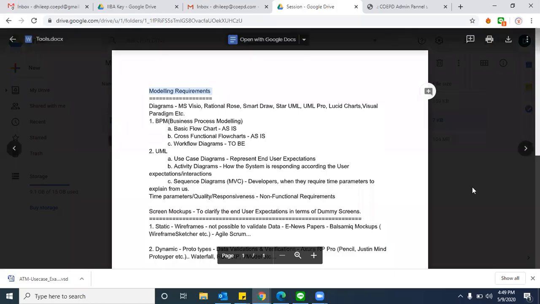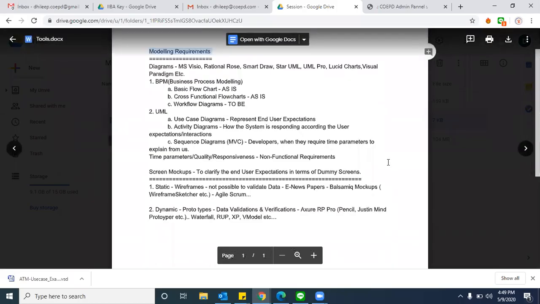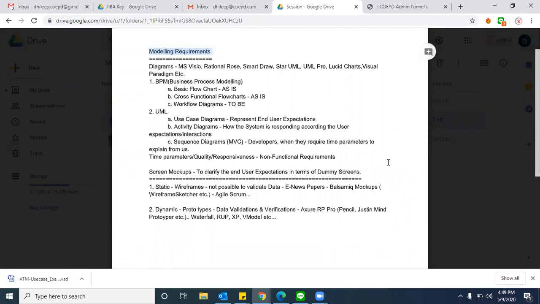Okay, so when it comes to modeling requirements, again, there are two ways of modeling requirements. One is a diagrammatical representation with the help of BPM or UML. Otherwise, we can come up with screen mockups, which is a more effective representation of the actual system you are going to develop, right?